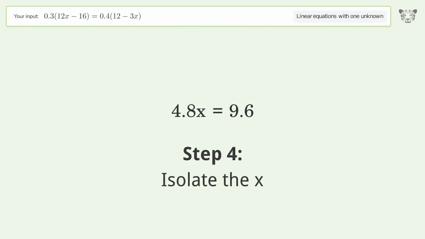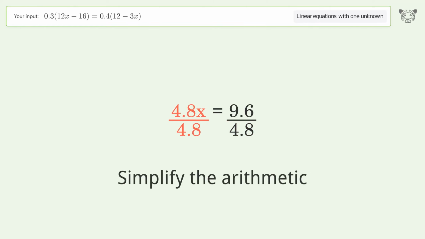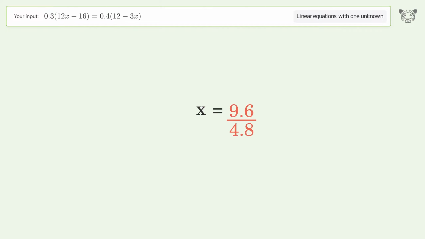Isolate the x. Divide both sides by 4.8. Simplify the arithmetic. And so the final result is x equals 2.